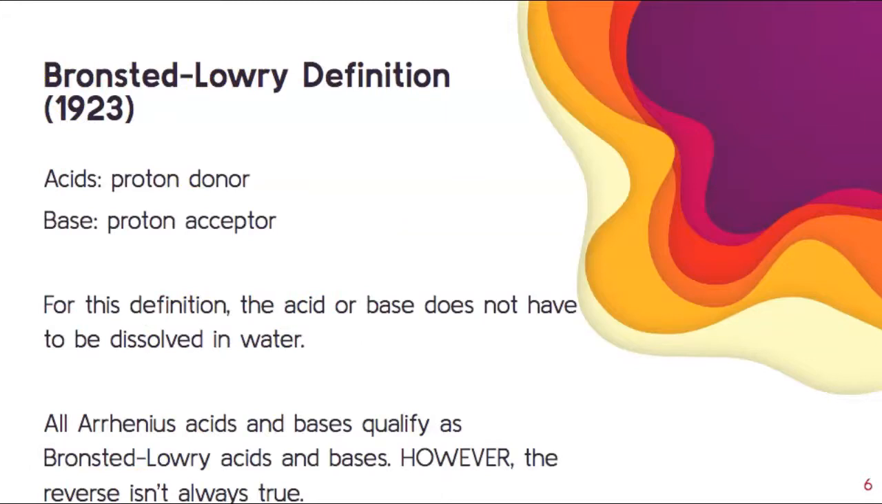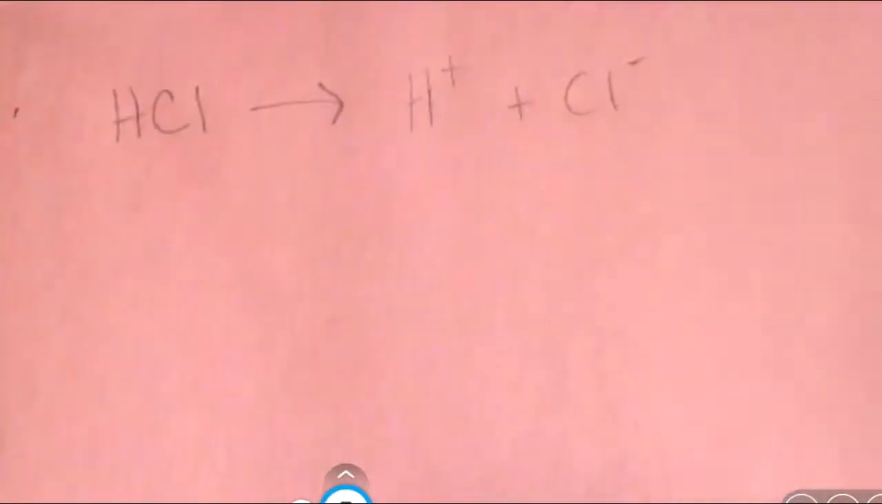So what we're going to do now is take a look at some examples and how this works. Going back, one of the things we wrote down under the Arrhenius definition was HCl, hydrochloric acid. So let's take a look at this. It splits apart into H plus and Cl minus, okay?